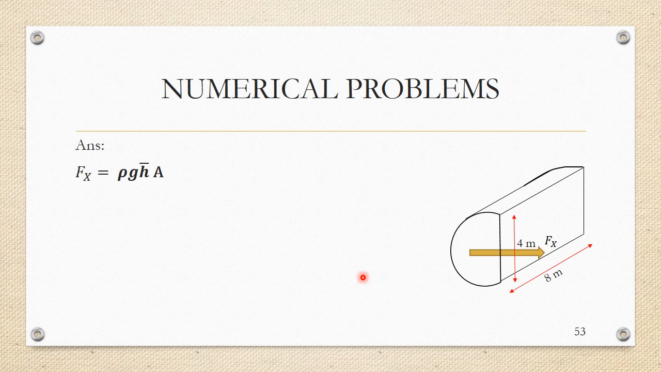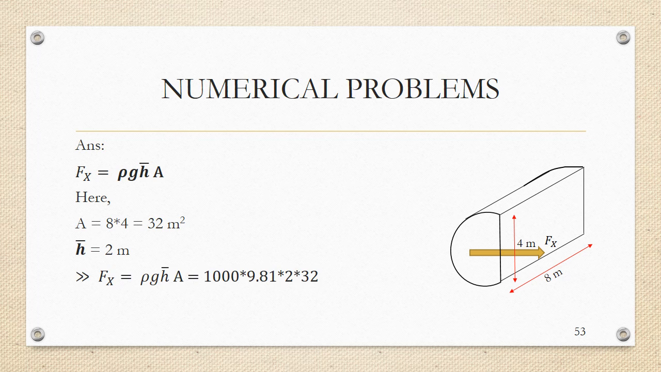Now to find out Fx, it is given by rho g h bar into A, where h bar is equal to 2 meter, which is half the height of the rectangle, and area would be 4 into 8, 32 square meter, which is the projected area in the case of this particular figure. So A is 8 into 4, 32 square meter, h bar is 2 meter, and Fx can be obtained as 1000 into 9.81 into 2 into 32. That comes to 627.84 kilonewton.